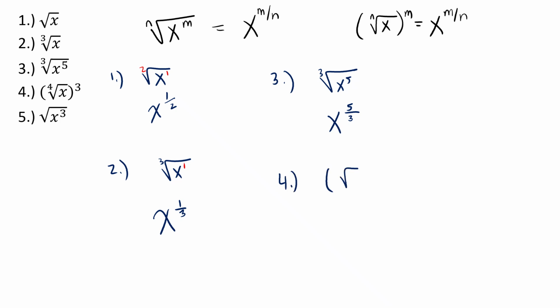We have the 4th root of x all to the 3rd. So this one is just bringing it to you in that other form. You've got the exponent on the outside, but remember the index is always going to be in the denominator. So in this case, it'll be 4. And the exponent will be in the numerator, so 3/4.